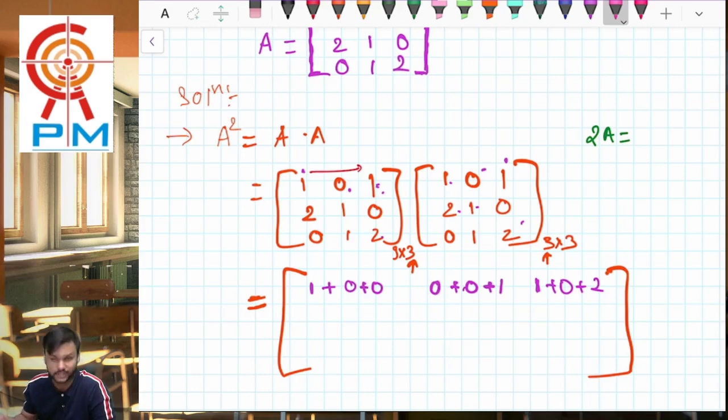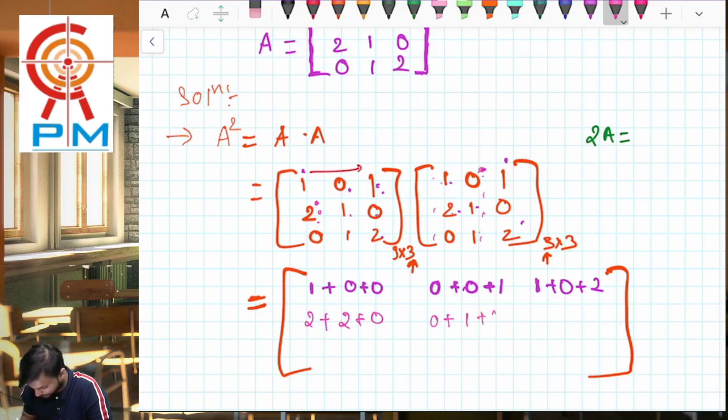Next pen for the next row. Now this 2 is going to get multiplied with this column first, then second, then third. So 2 times 1 will give me 2, plus 1 times 2 will give me 2, plus 0 times 0 will be giving me 0. Again, 2 times 0 will give me 0, plus 1 times 1 will give me 1, and 0 times 1 will give me 0.